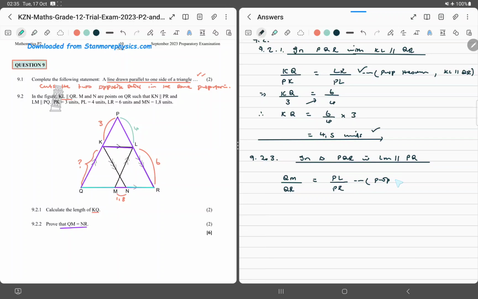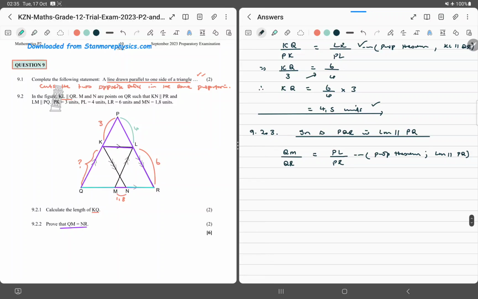Again, this is the proportionality theorem with LM parallel to PQ in that triangle, right? Right. Now, what do we want? This implies that QM over QR, we don't know what QR is, is equal to PL, which is 4, over PR, which is 10. And then we just cross multiply that. We can say therefore QM is 2 over 5 times QR.